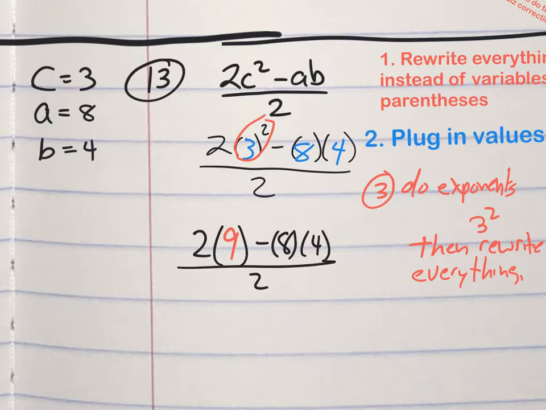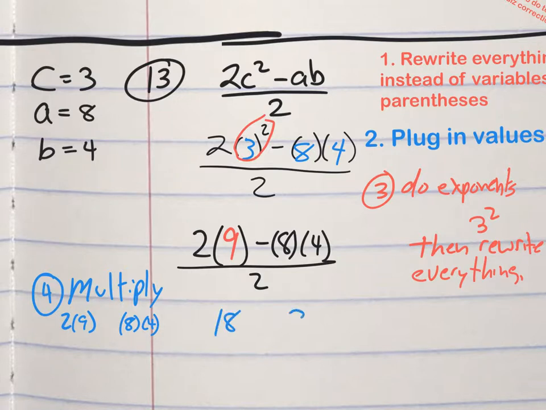Okay, so then the next thing to do, let's put a step 4 over here. What is step 4? Multiply. 2 times 9 and 8 times 4. These are the 2 multiplication problems that we're doing for step 4. 2 times 9 is 18. 8 times 4 is 32. And we're going to rewrite everything. So let me go back to step 4. We did multiply 2 times 9 and 8 times 4, and then rewrite everything.